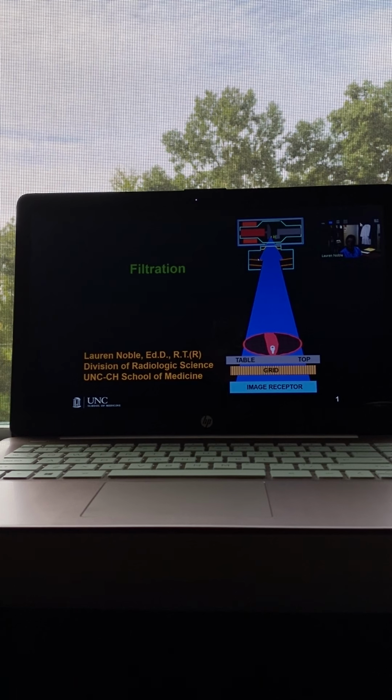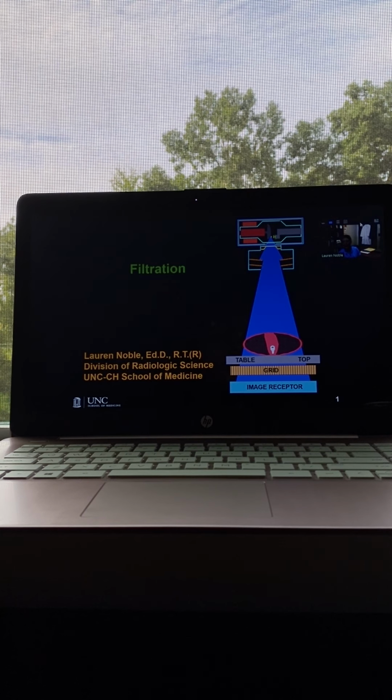And then you'll notice too, there's a little structure drawn in here. This is a filter as well. So we're going to talk about filtration and the purpose that it serves. Okay. So you okay up to this point? Oh, a couple more questions.